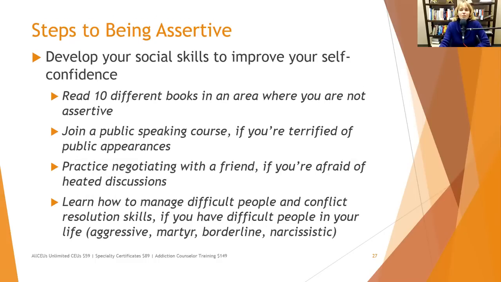The next step is to develop social skills to improve self-confidence. Depending on where the assertiveness is lacking is going to guide what types of activities the person does. But examples include reading books in an area where they're not assertive, or joining a public speaking course if they're terrified of public appearances. If they're afraid of heated discussions, then intentionally, letting the other person know ahead of time, but getting with a friend that they can have a civil, heated discussion with and feel free to express their opinions. And learning how to manage aggressive people and conflict, and developing conflict resolution skills.